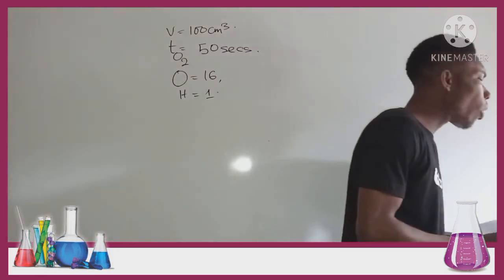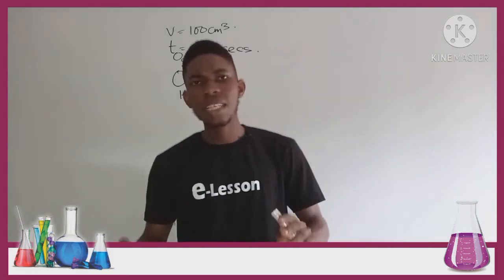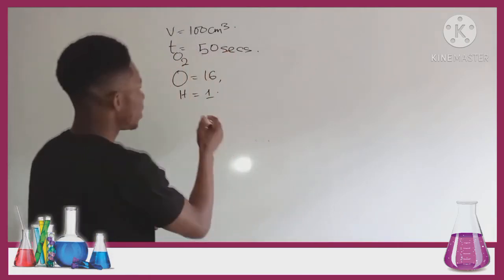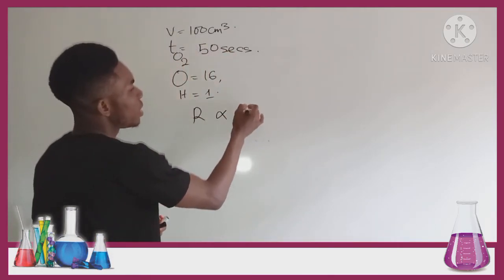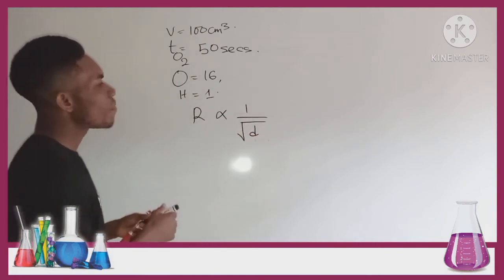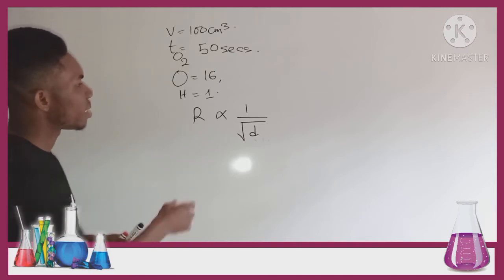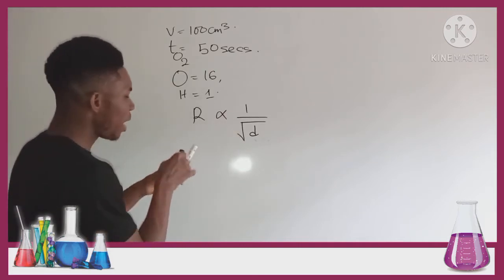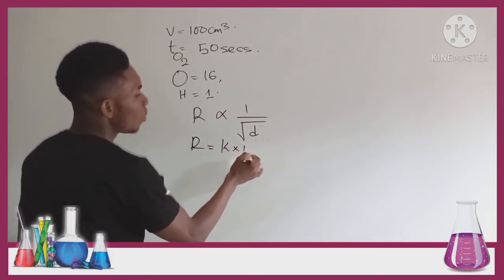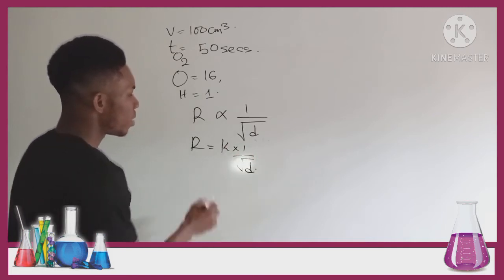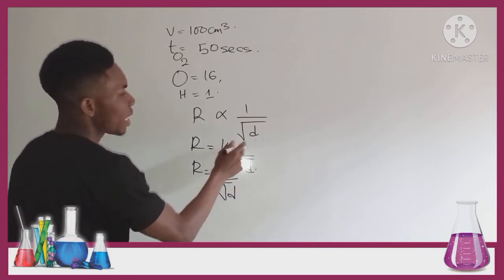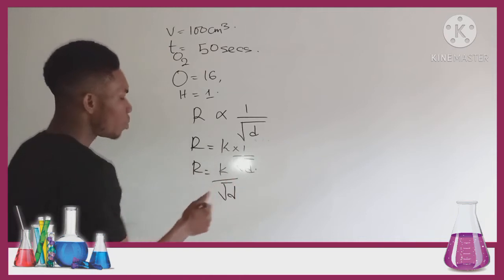Now, from Graham's law of diffusion, the rate of diffusion is inversely proportional to the square root of the density. If we introduce the constant K, this becomes rho equals K times 1 over root density. So our rho is equal to K over root density.